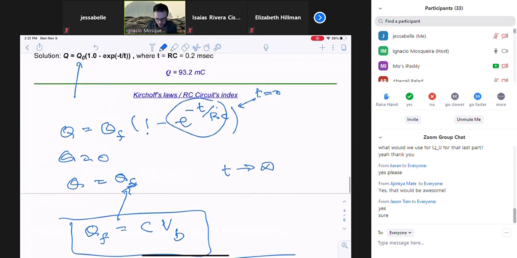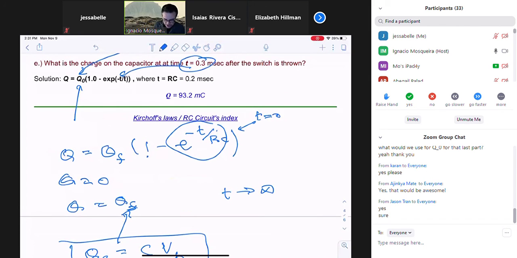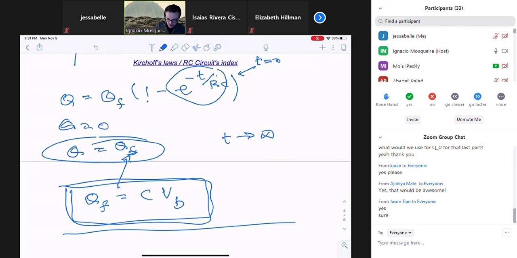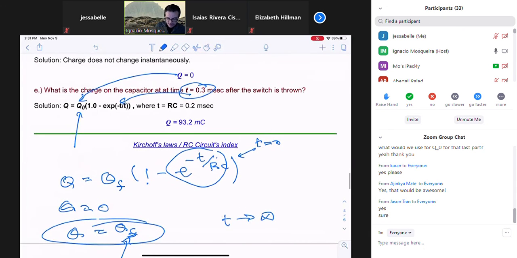Okay, anyway, check this out because that's definitely the case. You need to know what QF is, not Q0. Q0 is 0 for this problem. But QF is given by this, the final charge on the capacitor. And so you can definitely find that. Then you stick it in there, and then you can find the charge at any time from that. So this is wrong, obviously. Q0 is not Q0. Sorry about that.